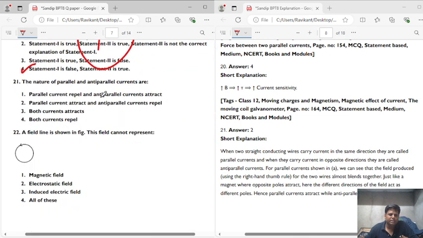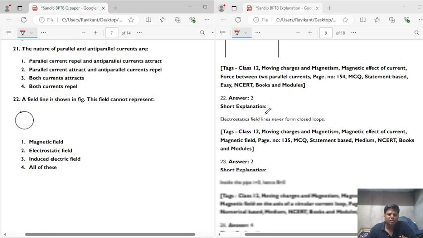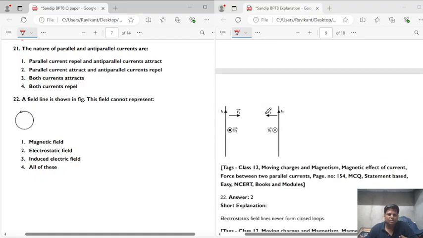Now let's see question number 21. It says that the nature of parallel and anti-parallel currents are: parallel current repel and anti-parallel current attract. Second option says parallel current attract and anti-parallel current repel. Third says both current attracts. Fourth says both current repel.